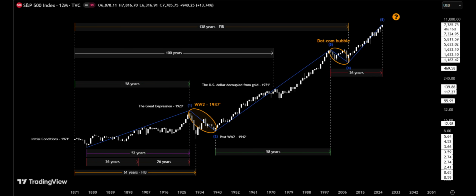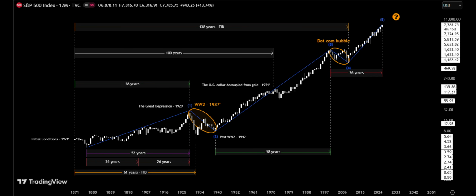The technology is different. The monetary system is different. The participants are different. The speed of information is different. The absolute price is different. And yet, across approximately 155 years of S&P 500 price action, the same geometric language appears again and again. Expansion, contraction, expansion, contraction, and expansion again. So let's move through the structure one image at a time.